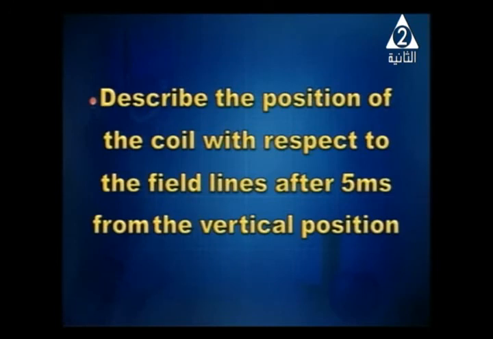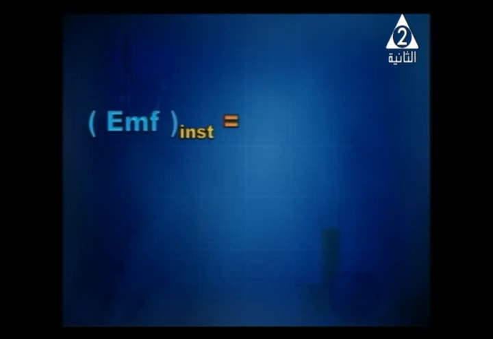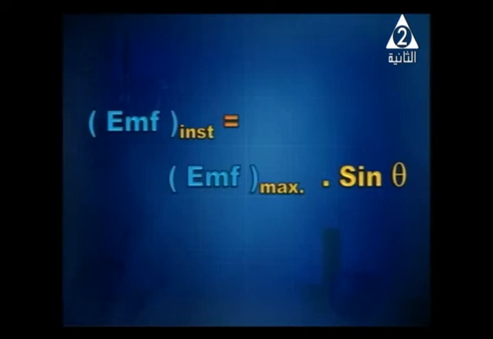Another item of the problem, describe the position of the coil with respect to the field lines after 5 milliseconds from the vertical position. Okay, a time of 5 milliseconds elapsed from passing the vertical position. We want you to describe the new position of the coil. EMF instantaneous is given by EMF maximum sine theta, because we started from the vertical position.